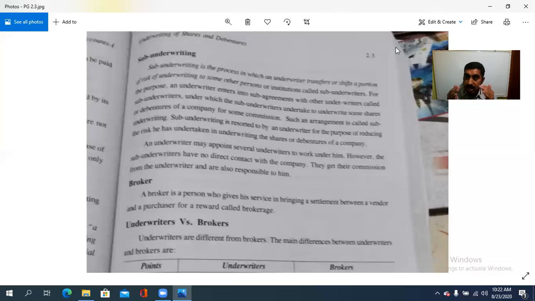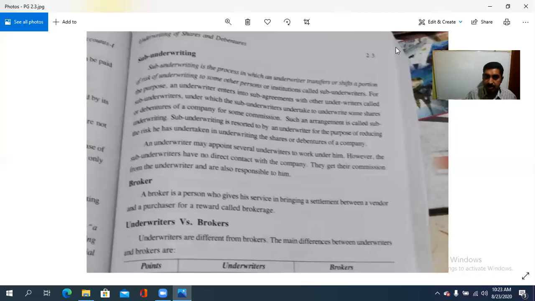So in order to reduce that risk, it is to be passed to some other person, and this process is to be done. Which one? Underwriting by another person, that is sub underwriting, or the agreement between these two is the sub underwriting agreement. So the other person needs to claim the commission from where? The main underwriter, and the main underwriter needs to claim the commission from the issuing company. Clear? This is the process.